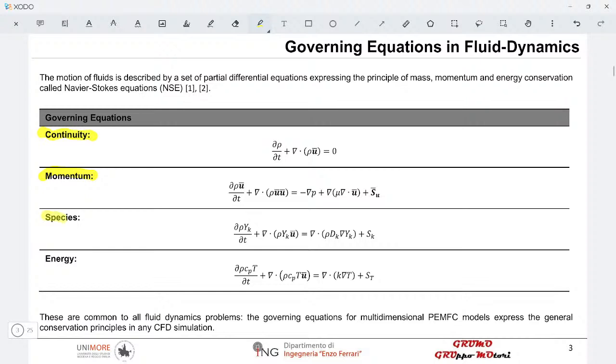You have the generic conservation of the mass fraction of a generic species. Mass fraction is usually indicated with this Y letter for the kth species. You have the conservation of energy here. This is a set of coupled partial differential equations that describe, in any computational fluid dynamic problem, I mean in any fluid dynamic problem apart from the computational side, the basic conservation principles of physics.